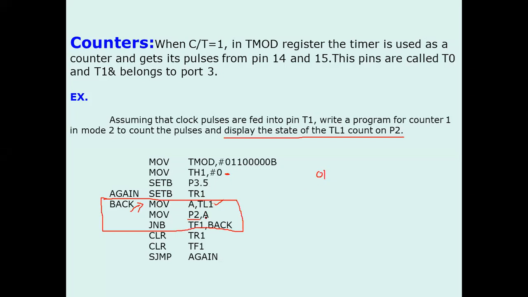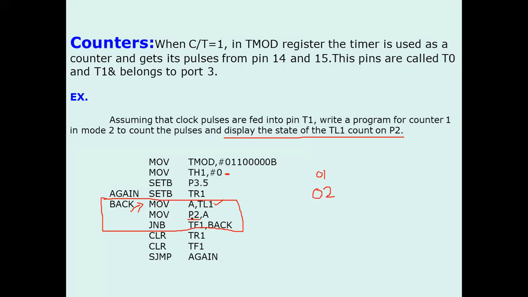Okay, and then this 01 value is sent to P2. Again TF1 checks if the counting operation has ended. No, it is not set. It is again 0, then back to this loop. So it is incremented by 1 again. So it is 02. Then this 02 is sent to port 2.